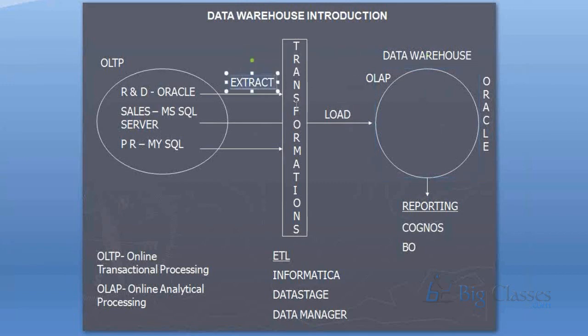This process of extraction, transformations, load is called the ETL process. For ETL, different tools are available like Informatica, DataStage, Data Manager, many tools. By using these ETL tools, we are loading the data into the data warehouse. Tons of data loaded. Why are we maintaining history here? Why are we loading data here?